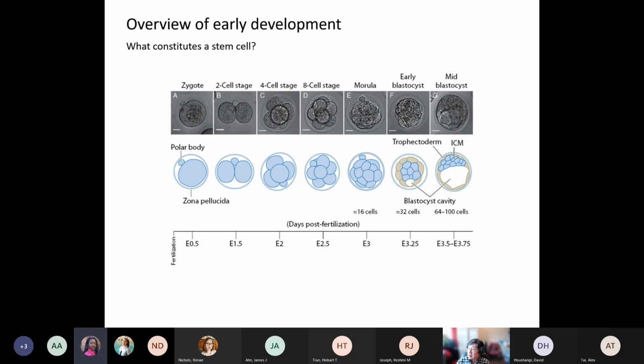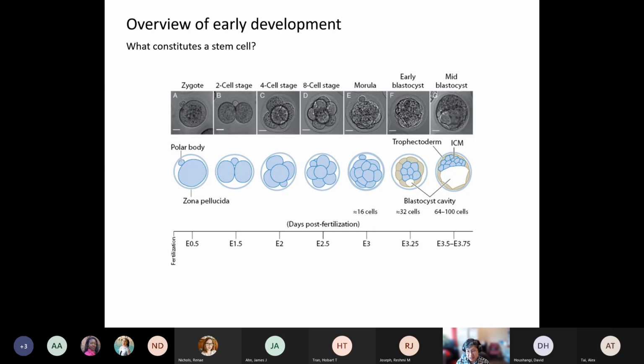So we start with an overview of early development, because the PGCs, the so-called primordial germ cells, arise really early. That's why I want to first have an overview of the early development. At this point, you should be familiar with the terms. The fertilized egg is called a zygote, and then the zygote will go through a process called cleavage.